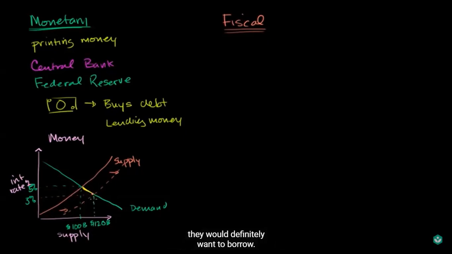And we could assume that all this incremental borrowing, so in this little example, all this incremental $20 billion of borrowing, is going to be spent. People will borrow money not to just stuff it into their mattresses. They'll borrow that money to go invest it in some way, to spend it. And so all of this will shift aggregate demand to the right.